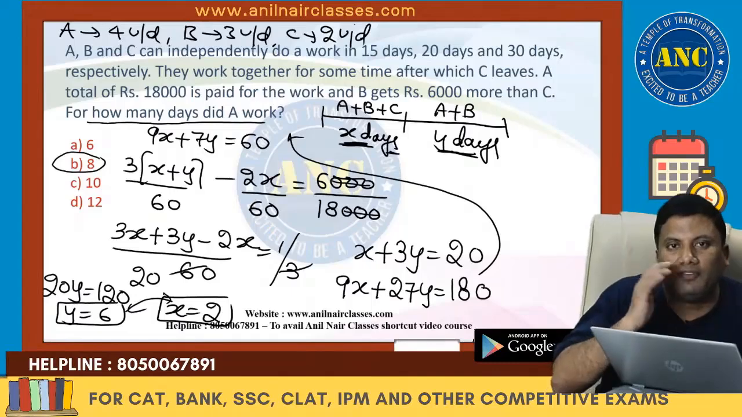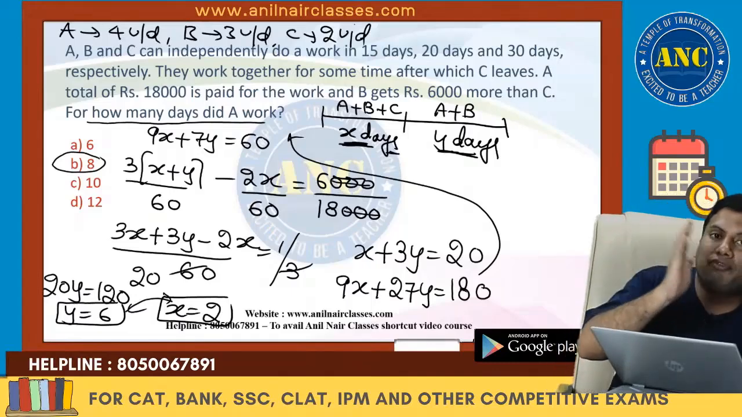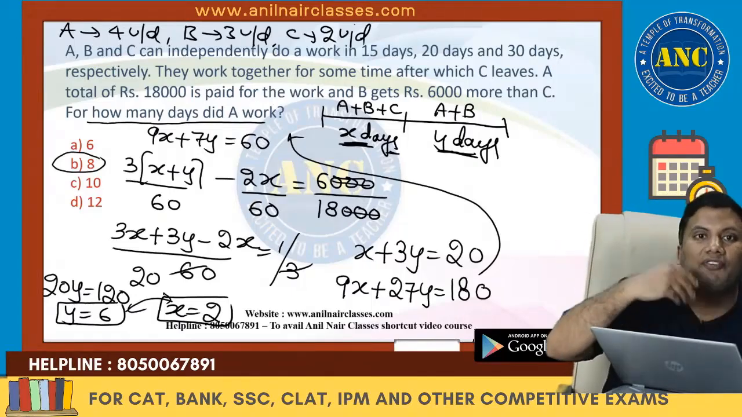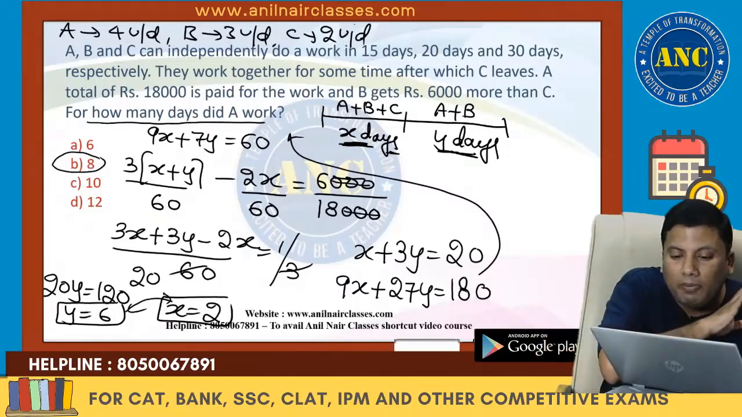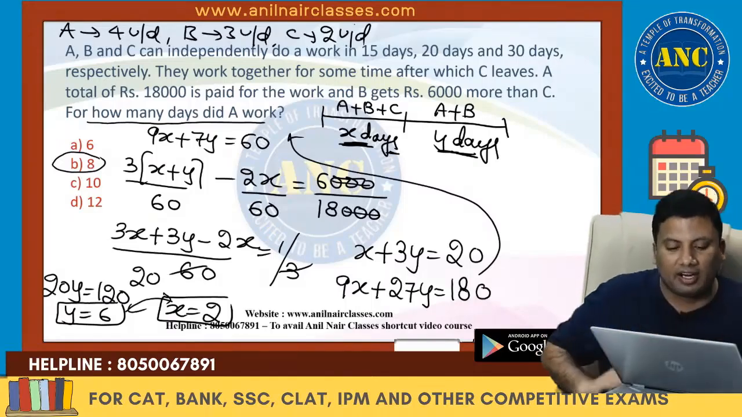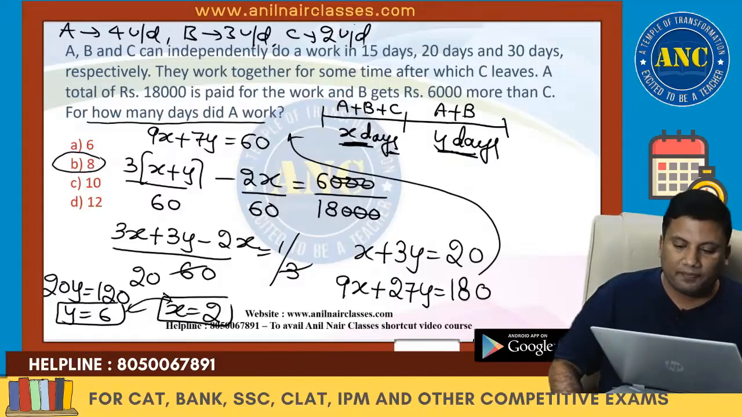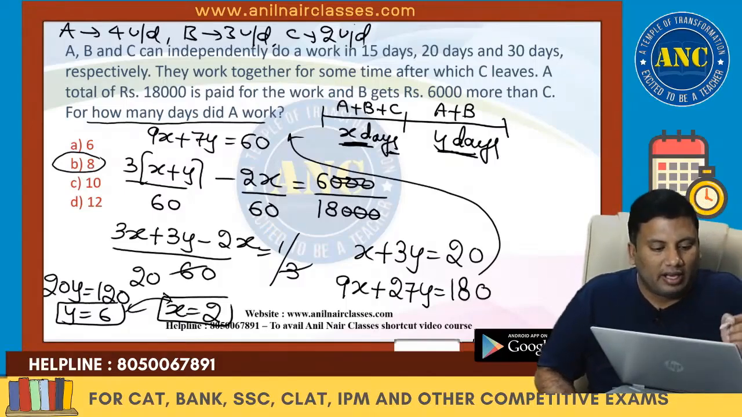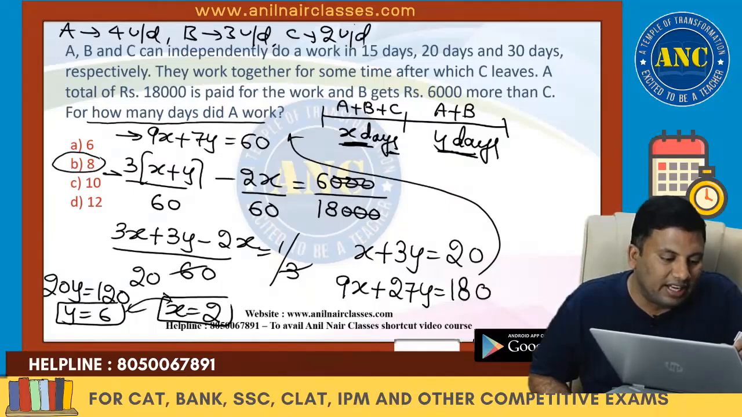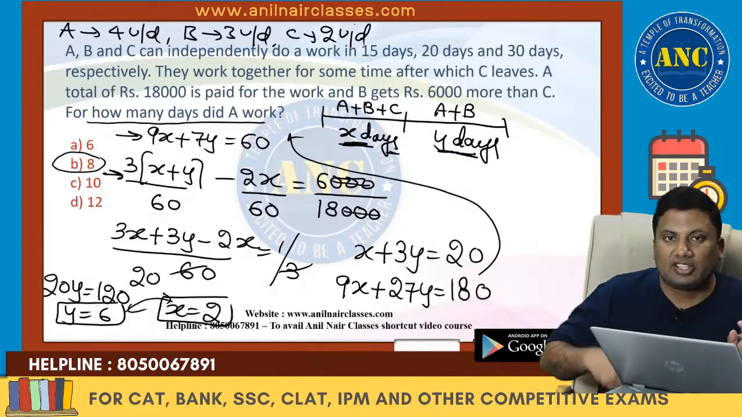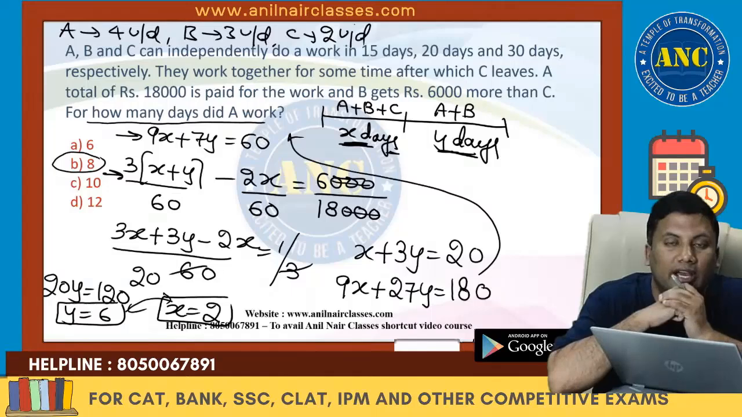Generally in all the previous questions, 2 days before A left, 3 days after starting A left. Here, how many days, it is not given. So I assumed it as x and y. These two equations, if it is clear, then you will get the answer. Final time, again I am explaining.